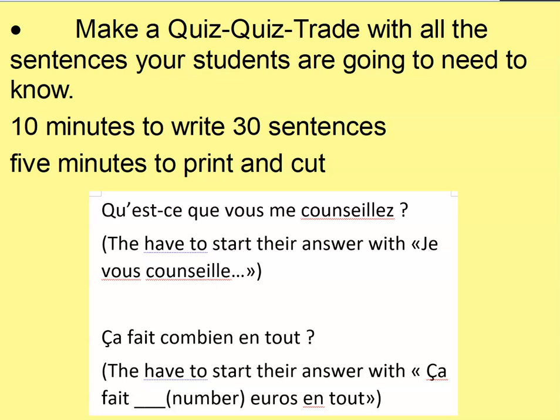All right, so the very first thing I do is I sit down and I make a quiz trade with all the sentences my students need to know. It takes me about 10 minutes to write 30 sentences, 36 sentences. This was written 5 years ago. I have classes with 36 students now, so I had to add some sentences to my quiz trade. But really, hey, these are the sentences I need them to know. And, a little bit of switching out of some words here and some words there. I can come up with 30 easily in under 10 minutes, okay?